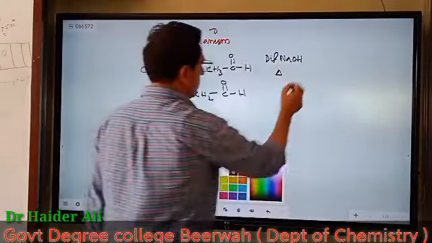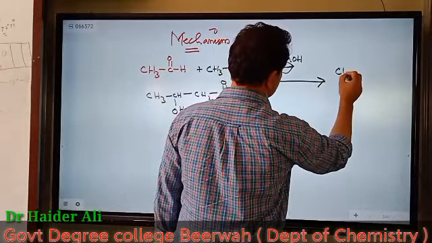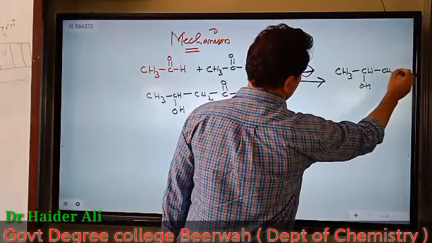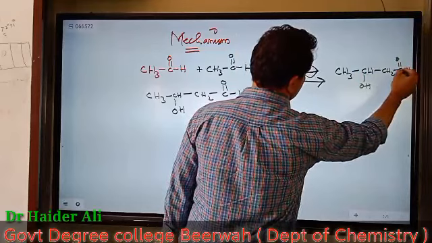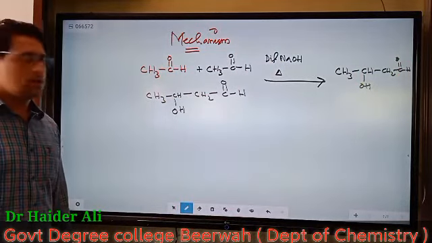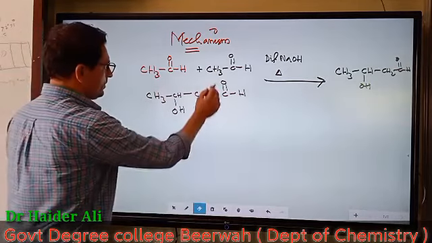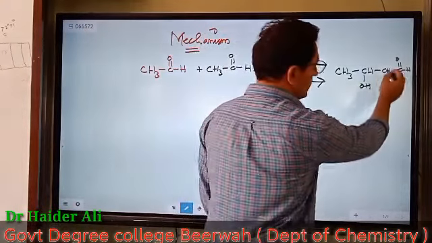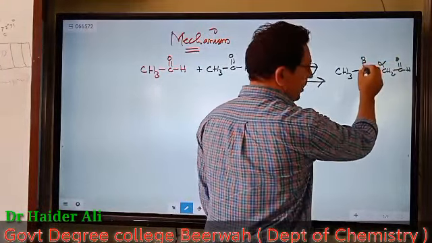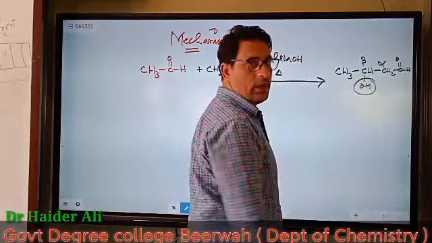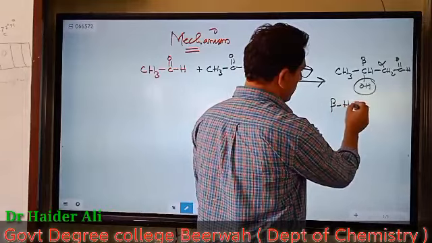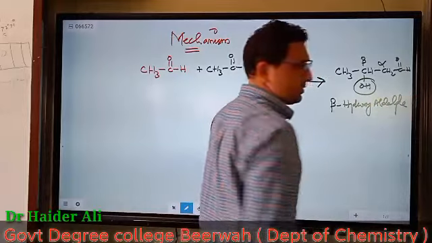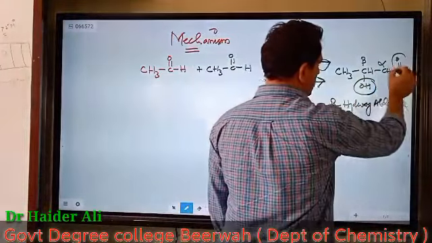Let me write it like this. So we are heating it. We will get CH3CHOHCH2CHO. This is the right product. You got it? I told you the product is a beta hydroxy aldehyde. This is the alpha carbon and this is beta. On beta we have the hydroxy, so that's why we write beta hydroxy aldehyde. There is a hydroxyl group as well as aldehyde functionality.